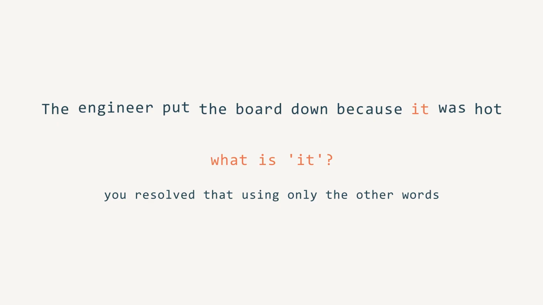A model has to do the same thing, and its input, as we saw last time, is just a stack of vectors. No grammar, no rules, no notion that it is even a pronoun. So, how do you build a mechanism that lets each position look at the others and pull in what it needs? We're going to derive it, not describe it, derive it.